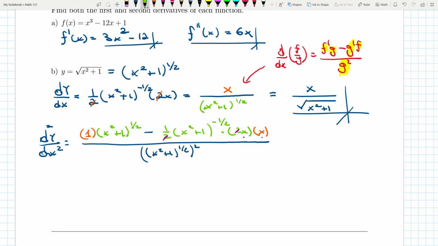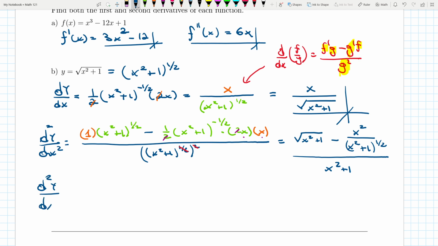That is, I'm going to do 1 times the first term, that's going to be the square root of x squared plus 1 minus x squared divided by x squared plus 1 to the 1/2. The whole thing divided by another cancellation here. Notice how the 1/2 cancels the square, and that's going to leave us with simply x squared plus 1.